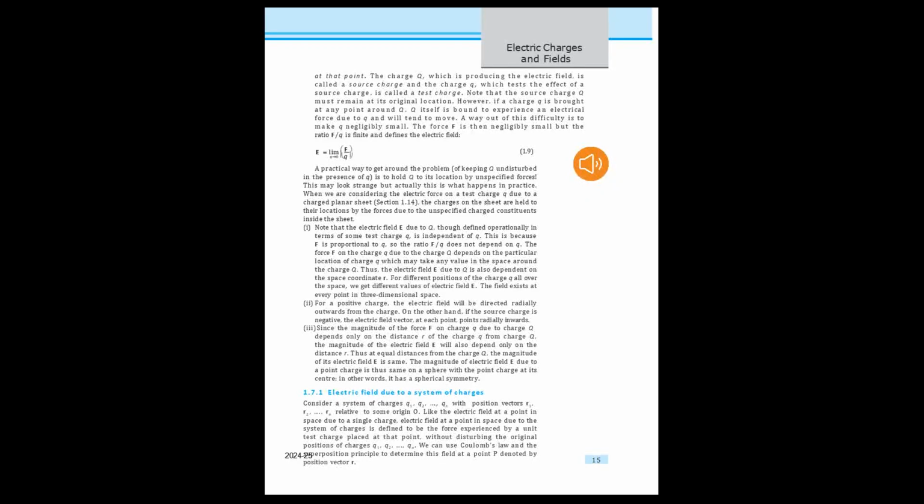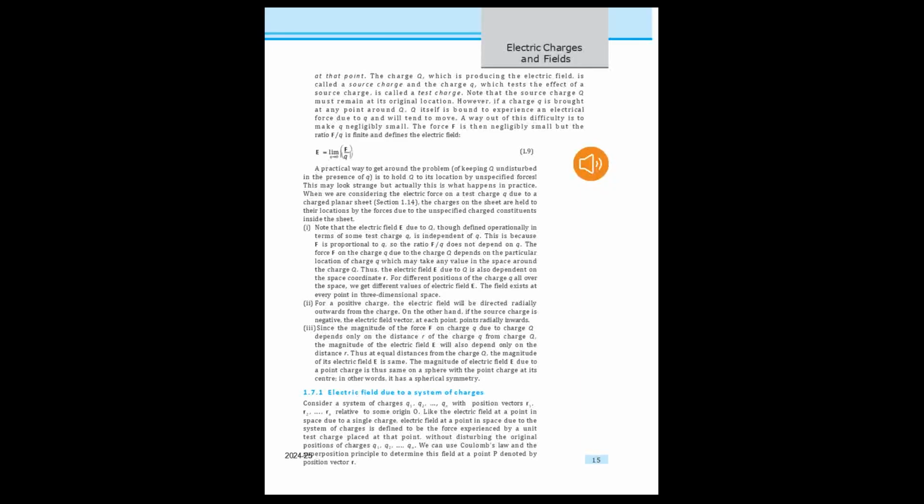Next, since the magnitude of the force F on charge q due to charge Q depends only on the distance r of the charge q from charge Q, the magnitude of the electric field E will also depend only on the distance r. Thus, at equal distances from the charge Q, the magnitude of its electric field E is the same. The magnitude of electric field E due to a point charge is thus the same on a sphere with the point charge at its center. In other words, it has a spherical symmetry.